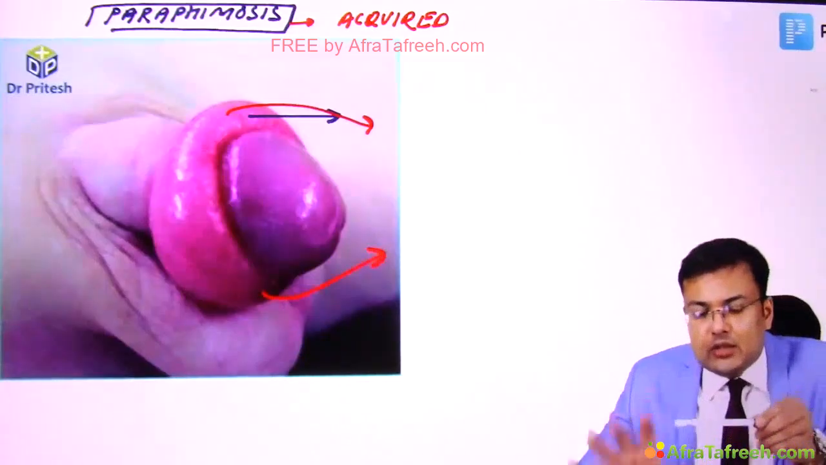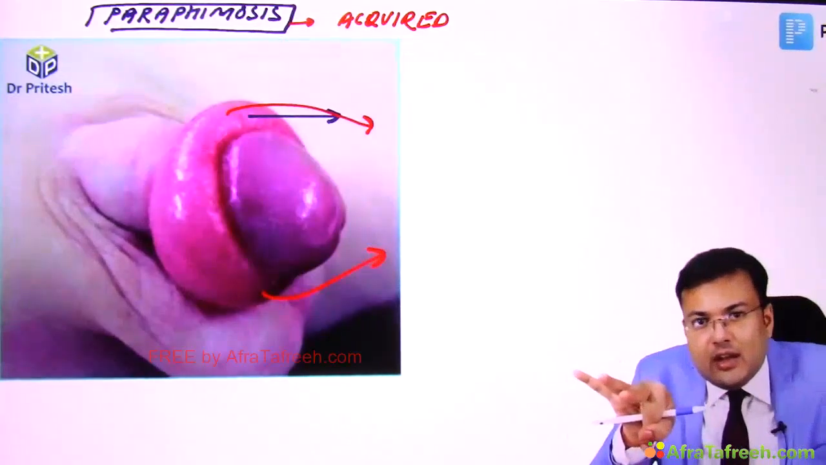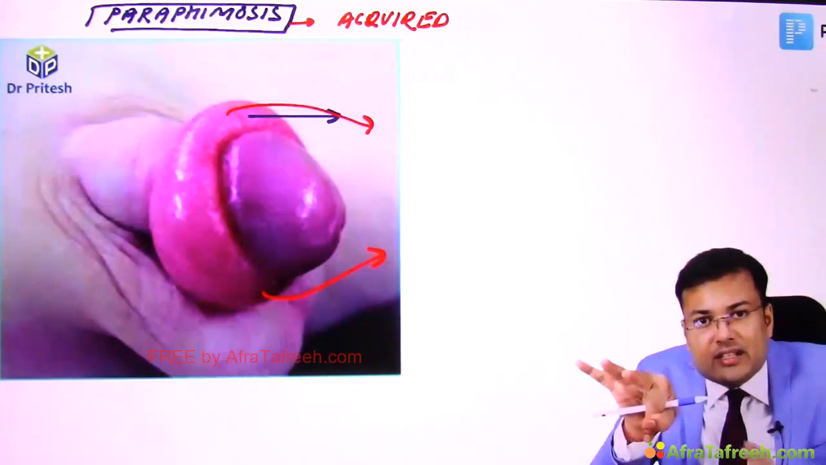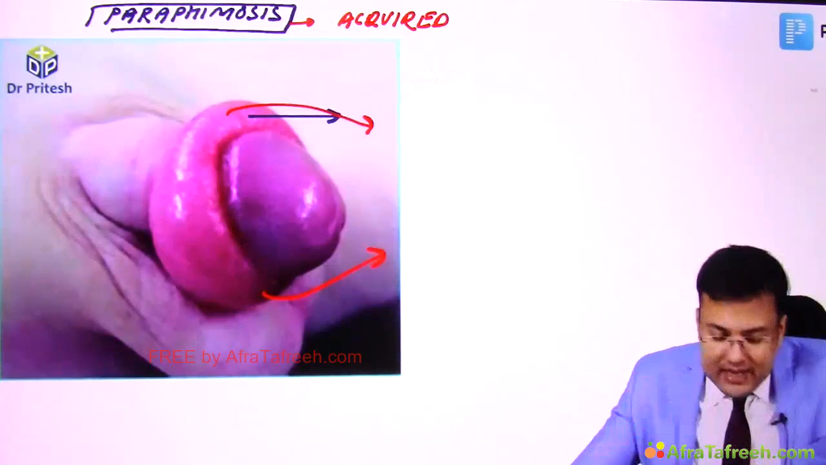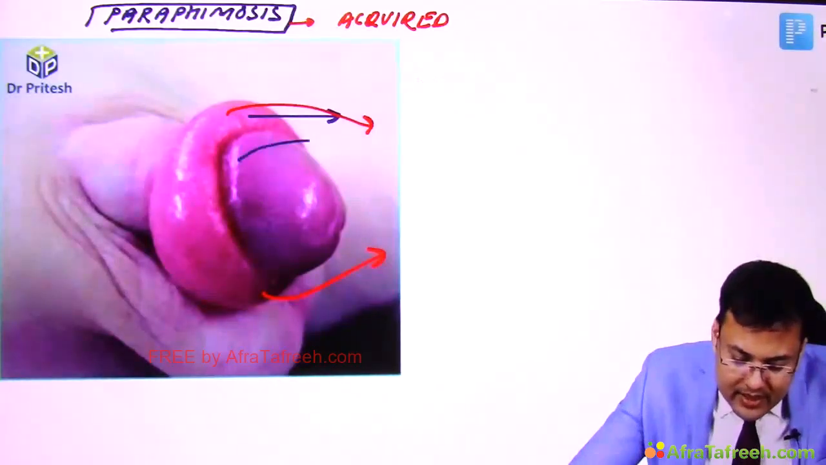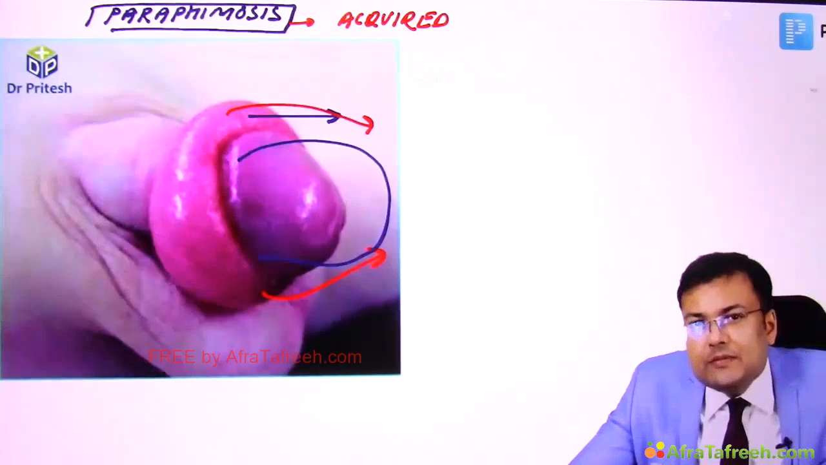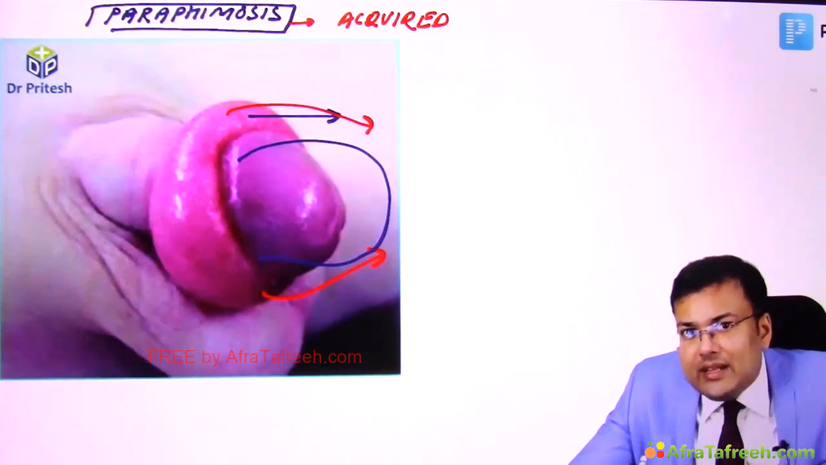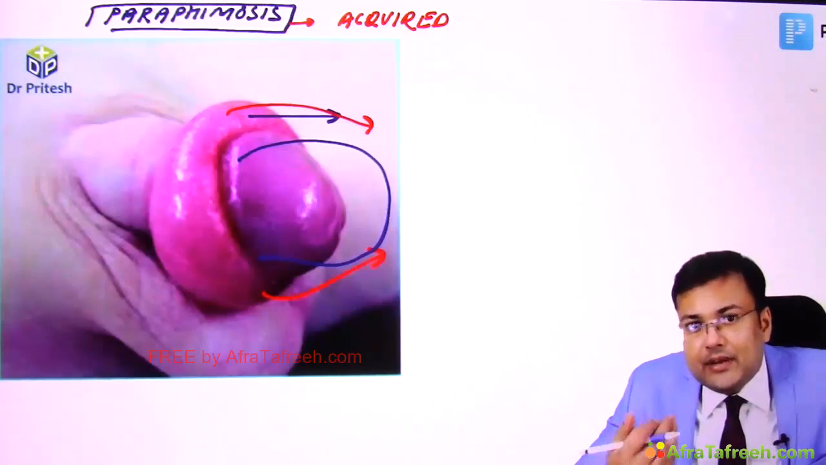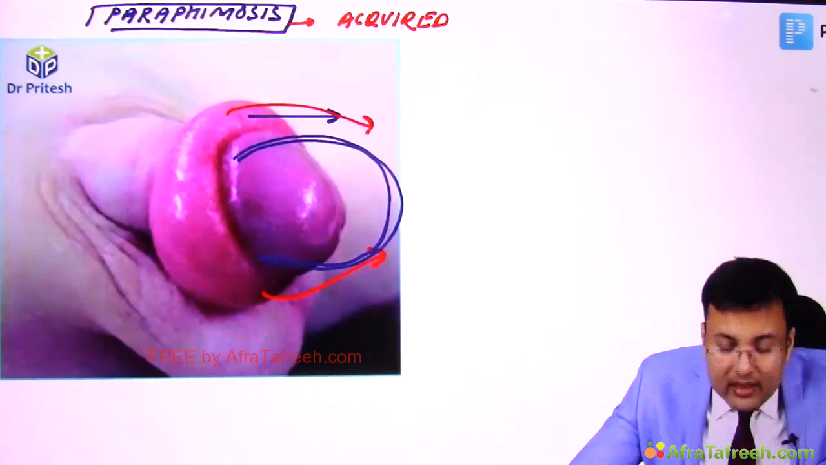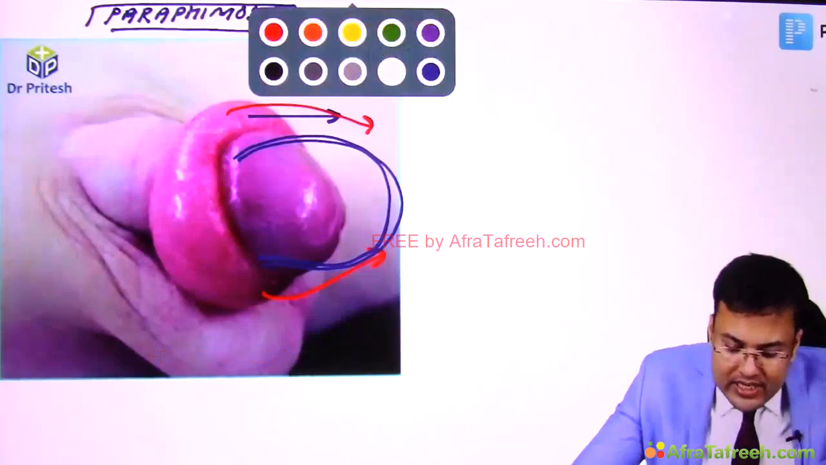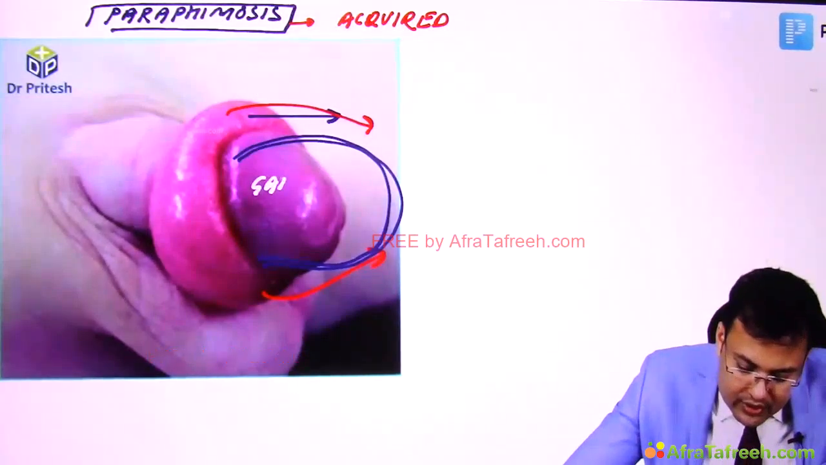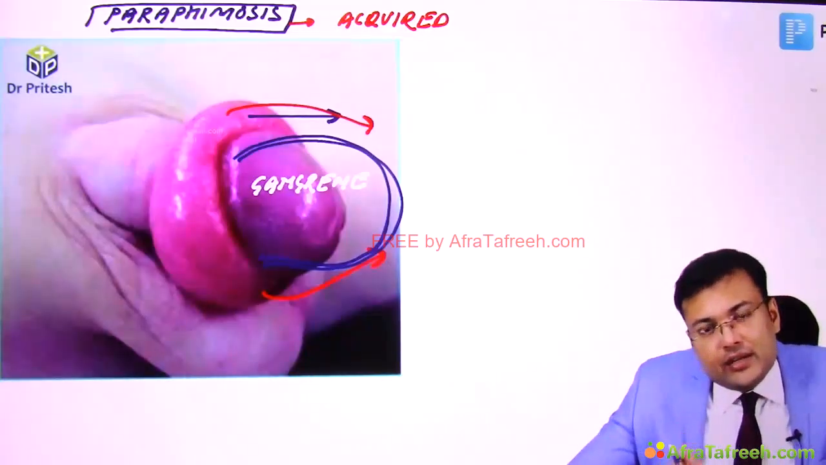What is the problem here? There is formation of a tight ring around the glans. Initially the lymphatic drainage is impaired, and because of this impaired lymphatic drainage there is edema. Clear? So the ring becomes further tight. When it tightens further, there is impaired venous drainage, so there is further edema. And when the ring is very tight, arterial supply is also impaired, and it can lead to gangrene.